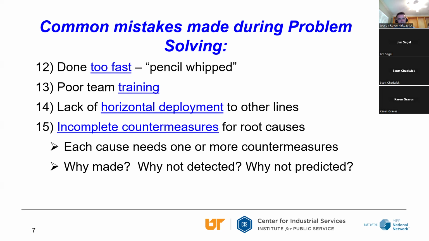And the 5 whys is why it was made, why it was not detected, and why it was not predicted. You don't necessarily need to put the why it was not predicted or the systemic one if you can't get to it, but it's very important to do the why it was made, why did this defect happen, and why did we not detect it in our system.